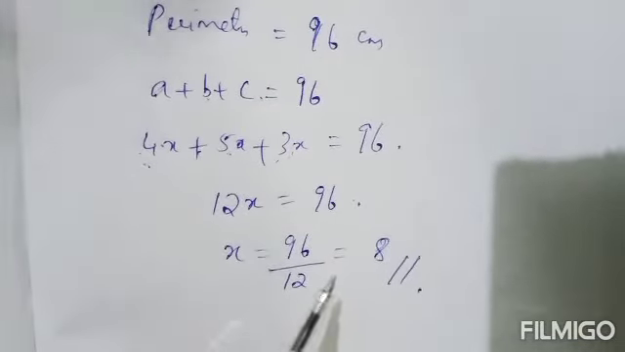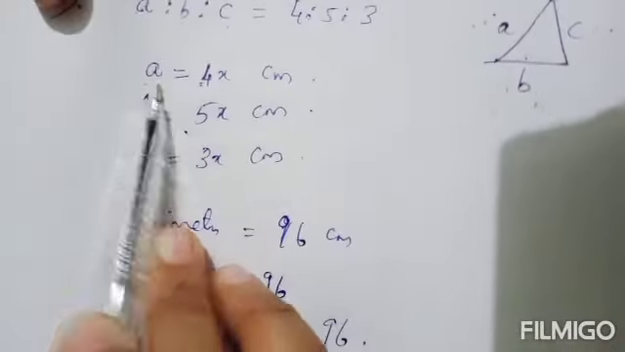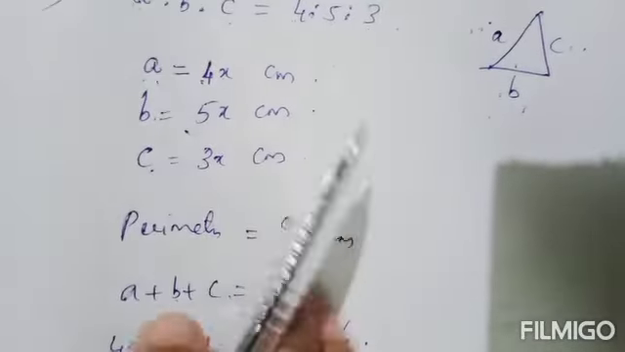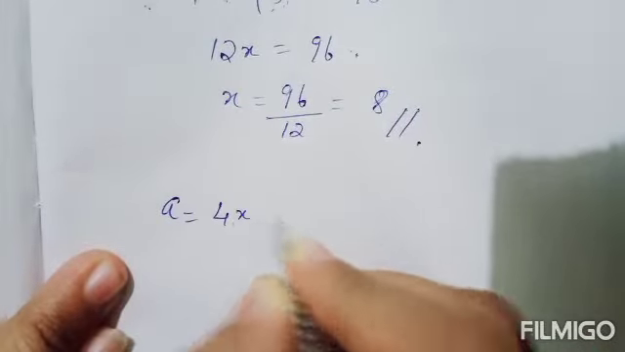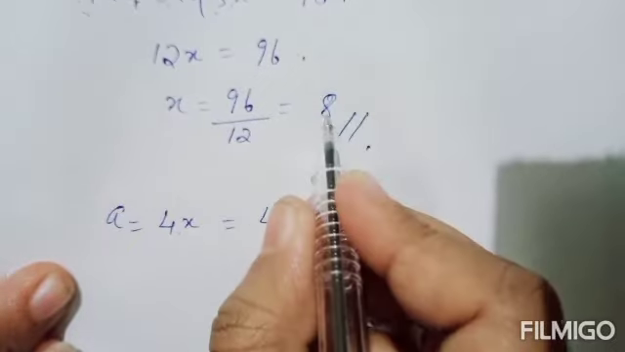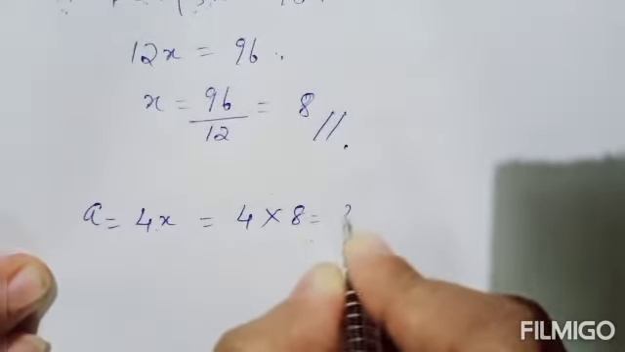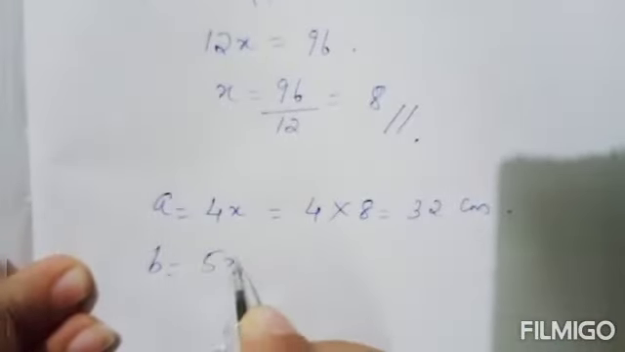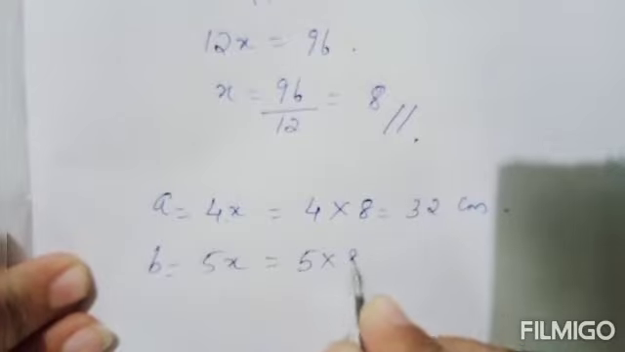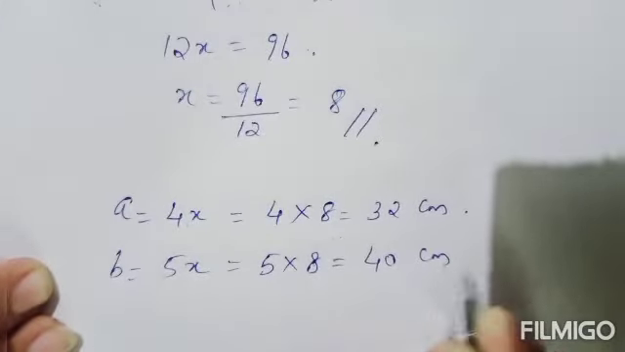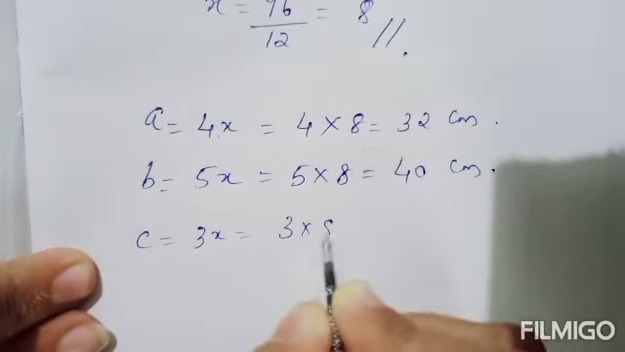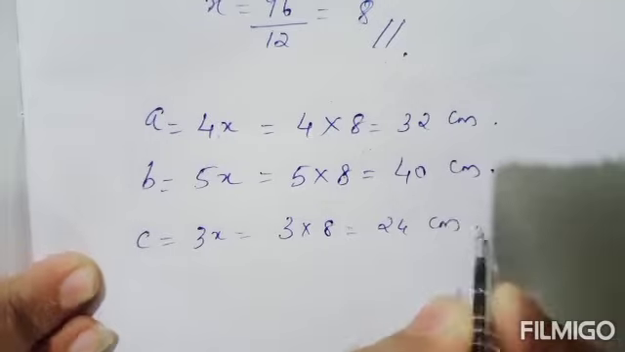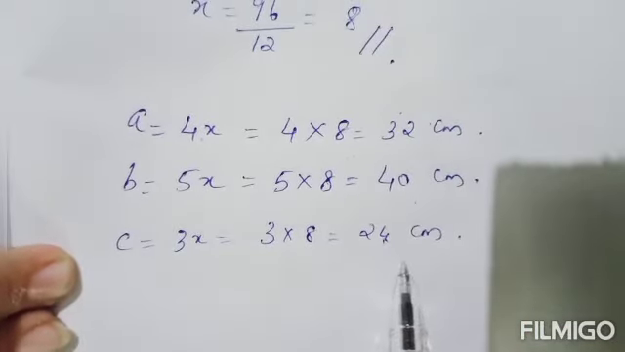Now you can find the three sides A, B and C, the lengths. A equals 4x, that is 4 into the x value, which is 8. So 4 into 8 you will get 32 centimeter. B is 5x, the value of x is 8, so 5 into 8 equal to 40 centimeter. Now C is 3x, that is 3 into 8, which is 24 centimeter. We know the three sides of the triangle now.